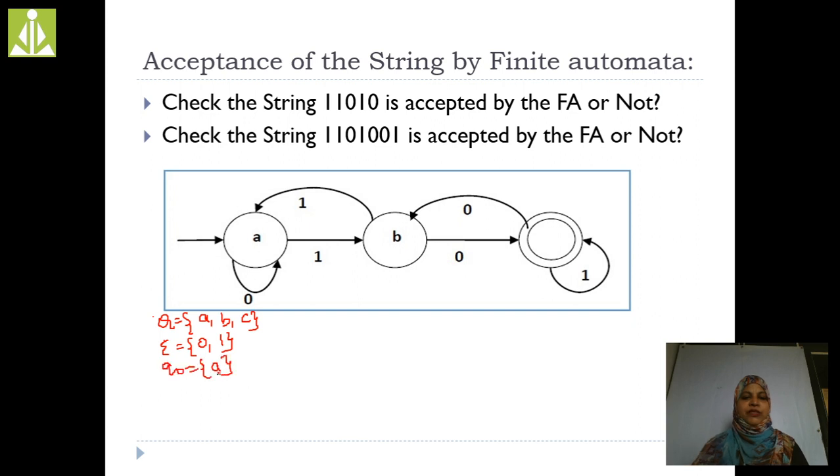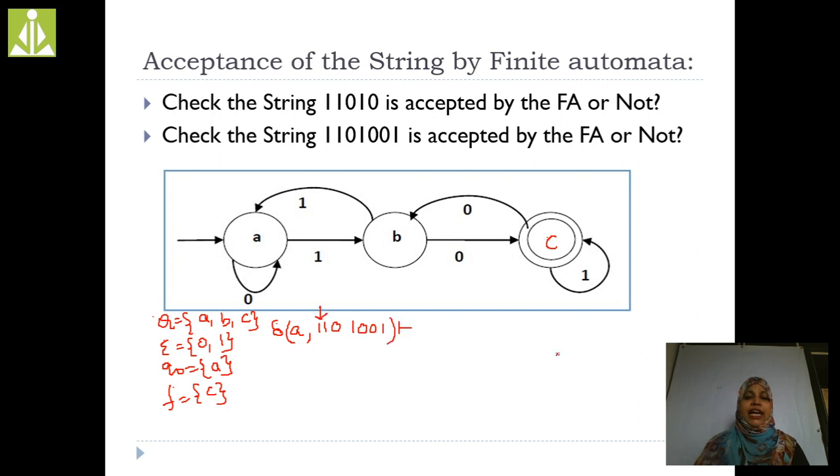What is my final state? F, my final state, is C. Here I am not going to draw the transition table. Directly by seeing this transition diagram, we are going to solve the given problem. I am going to process this string. My initial state is A. My string is 1 1 0 1 0 0 1.